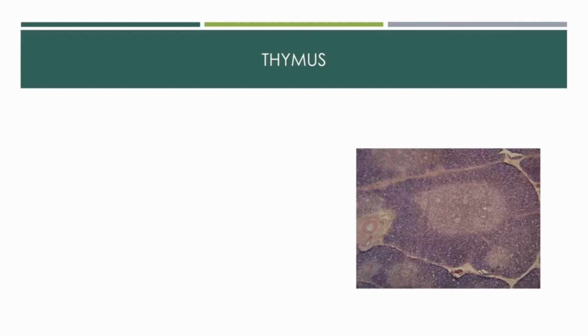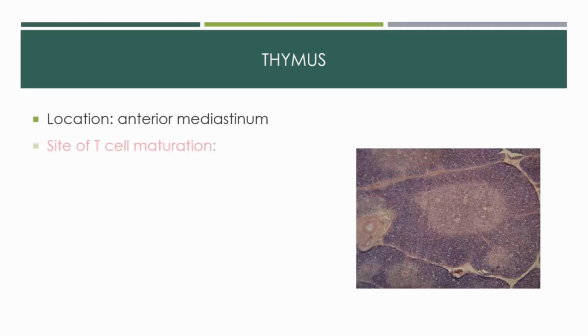T cells are produced in bone marrow as progenitor T cells, but mature into naive T cells in the thymus. It's easy to remember this because the T in T cells stands for thymic cell. The thymus is an encapsulated bilobed organ in the anterior mediastinum, and like we just said, it's the site of T cell maturation and differentiation.